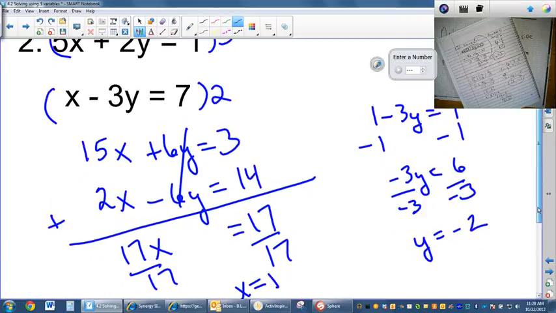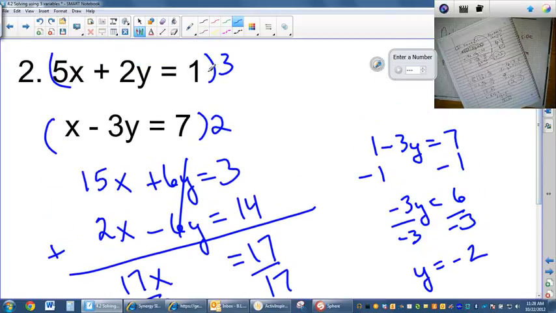Well, it's easier? They're both the same. This one you had to multiply 2, I only multiplied 1. But if it looks easier and you're going to do it, then I want you to do it.